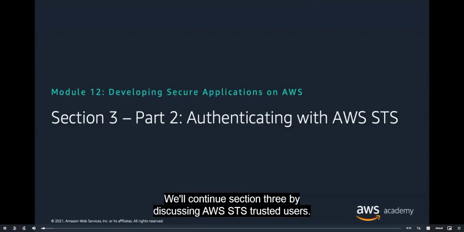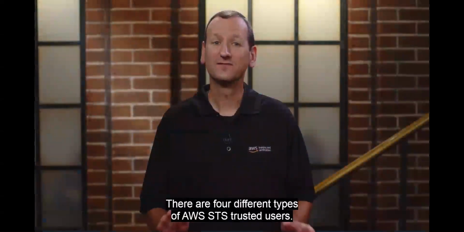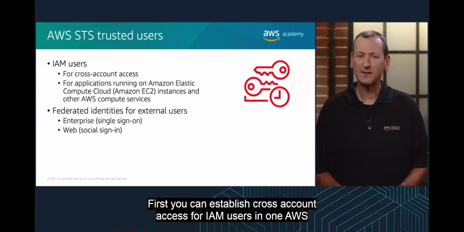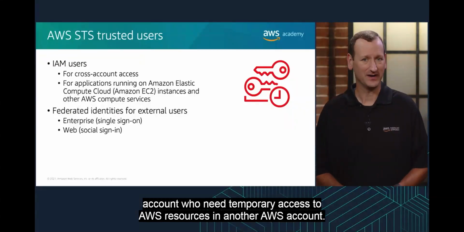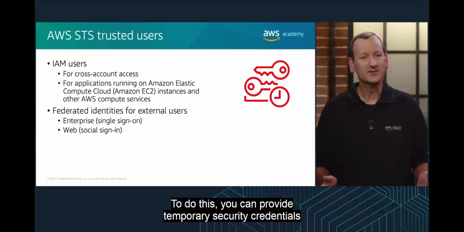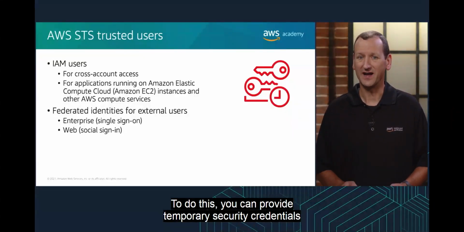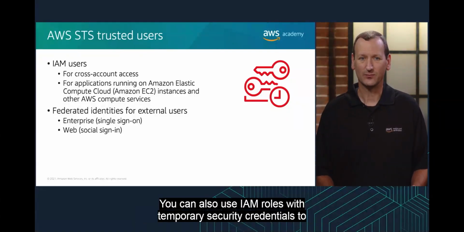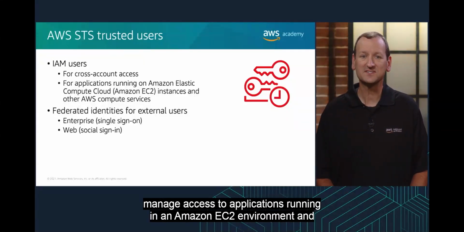We'll continue Section 3 by discussing AWS STS Trusted Users. There are 4 different types of AWS STS Trusted Users. First, you can establish cross-account access for IAM users in one AWS account who need temporary access to AWS resources in another AWS account. To do this, you can provide temporary security credentials to an IAM role that the IAM user assumes. You can also use IAM roles with temporary security credentials to manage access to applications running in an Amazon EC2 environment and other AWS compute services.